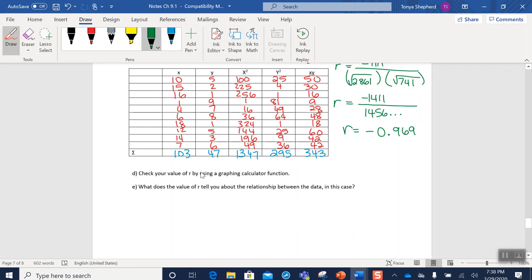Okay. Part D says check the value of r by using your graphing calculator function. That will be a separate video that I will post for you on Tuesday, where I'll show you how to use your calculator to get the value of r. E, what does the value of r tell us? Well, it tells us that we have a strong negative linear correlation. Okay, the negative part is obvious, strong because it's near -1, and we are talking about linear correlations.